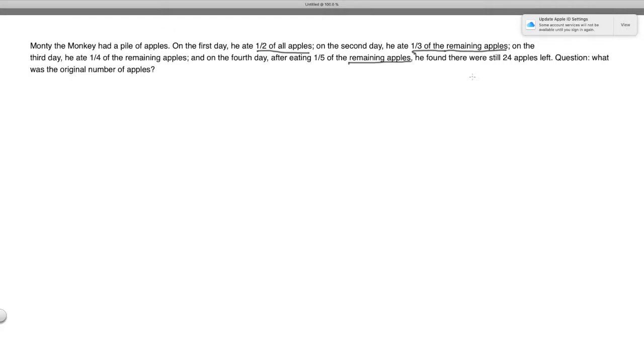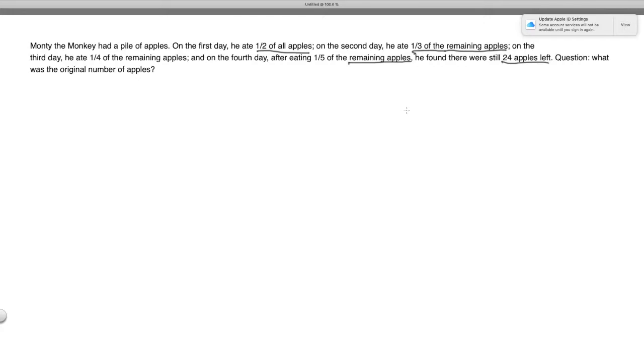First thing we noticed is that this Monty the monkey was very disciplined. On the first day he ate 1/2, but then on the second day he realized the pile probably gets smaller, so he said to himself, I need to eat a little bit less. So 1/3. And the third day he ate 1/4. And on the fourth day, he ate 1/5. And then he realized there are still quite plenty left, 24 apples. Question: what was the original number of apples?